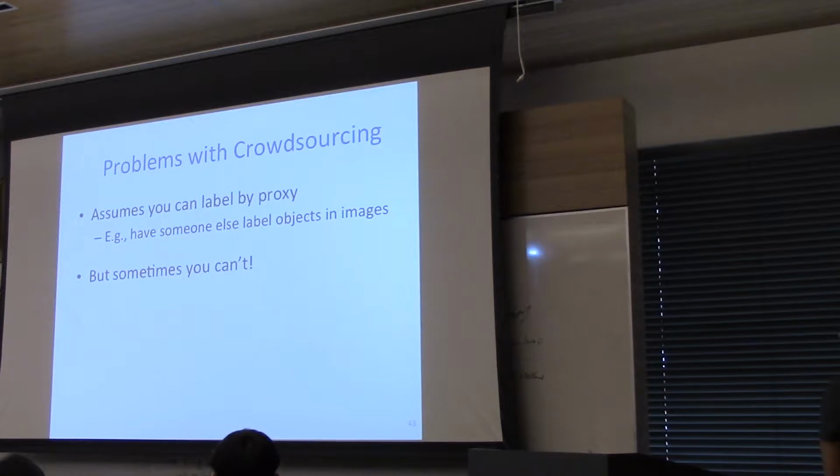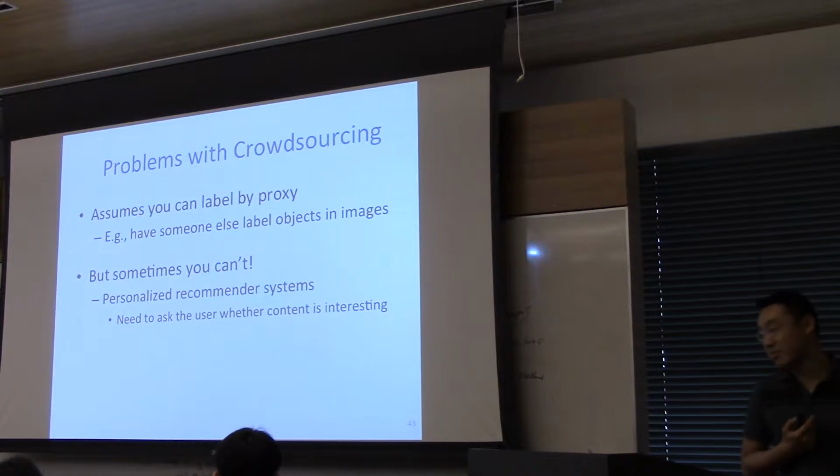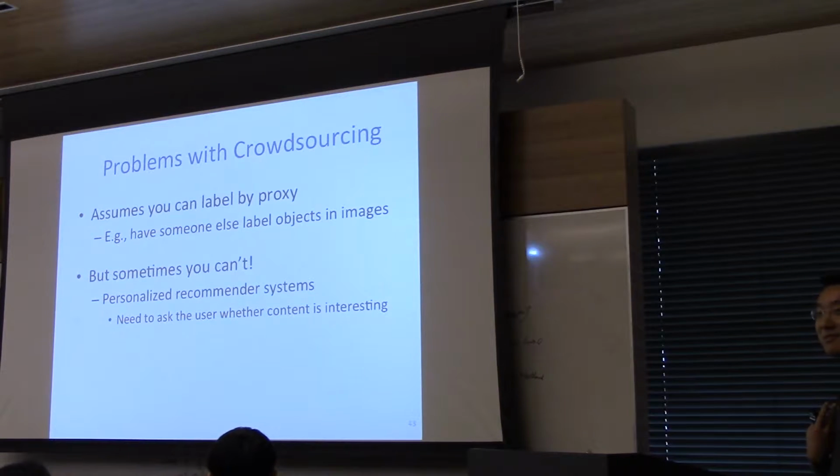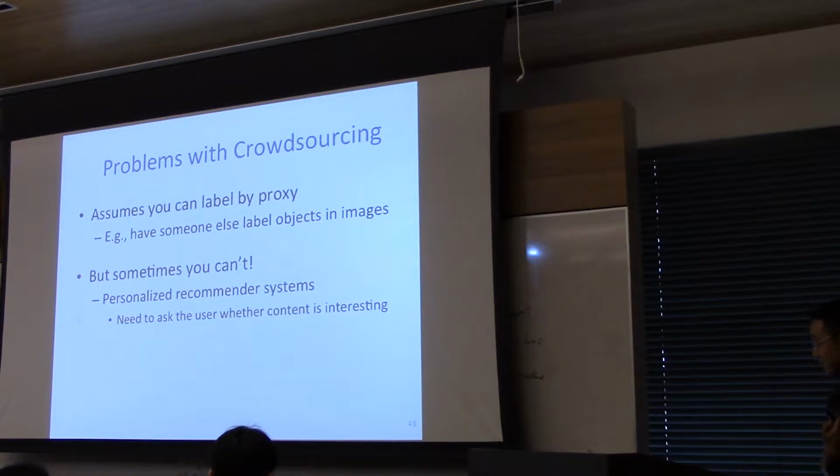But sometimes you cannot do label by proxy, right? So for example, if you want to train a personalized recommender system that personalizes individual tastes, well, you can't ask the crowd what I'm interested in, right? The crowd cannot provide annotations for what I'm interested in. The only person who can really provide the annotations for what I'm interested in is me, right? So you need to ask the user whether a content is interesting or not, right?